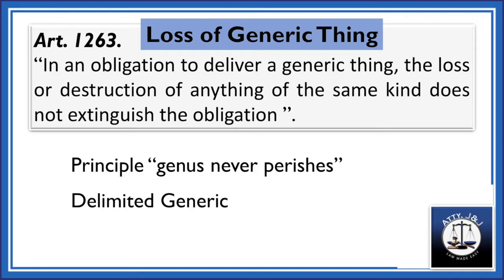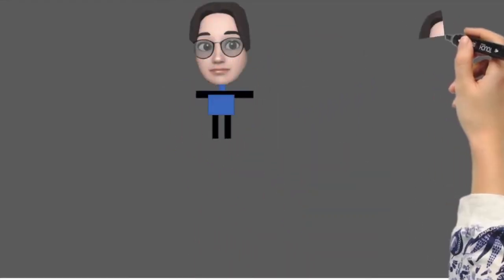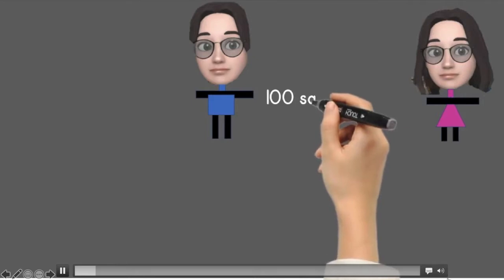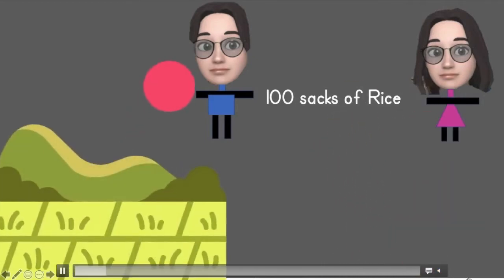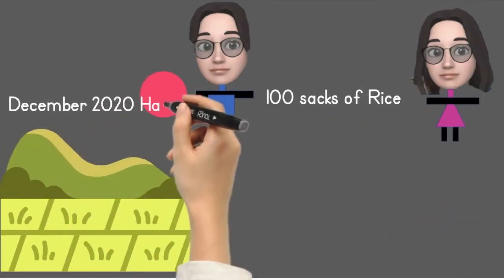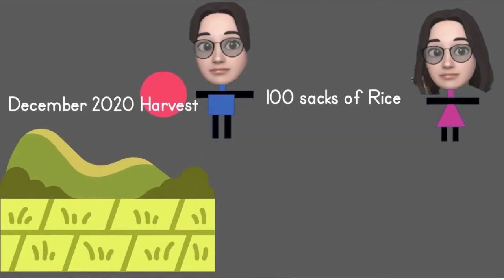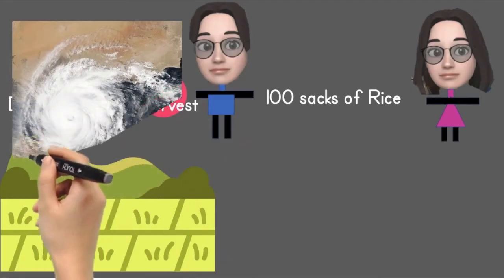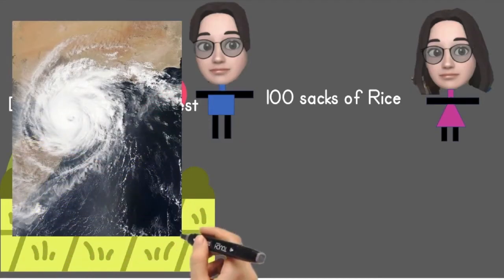Have you heard about the concept of delimited generic? Ganito siya. Example, ha? If Pogi obliged himself to deliver to Ganda 100 sacks of rice from his December 2020 harvest. So, yung 100 sacks of rice from Pogi's December 2020 harvest is a delimited generic thing. Ang epekto nito is kung nagkaroon ng typhoon which completely destroyed the supposedly harvest ni Pogi sa December 2020, the obligation is totally extinguished.